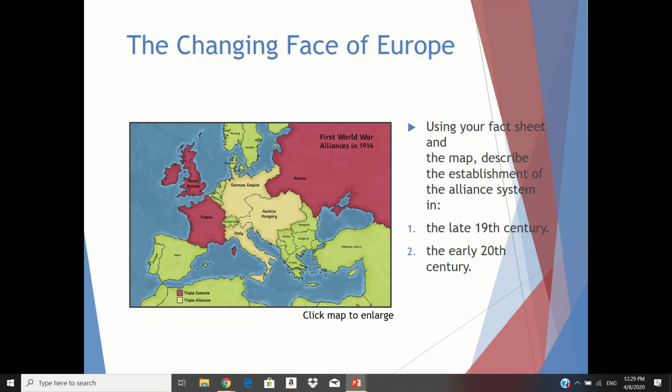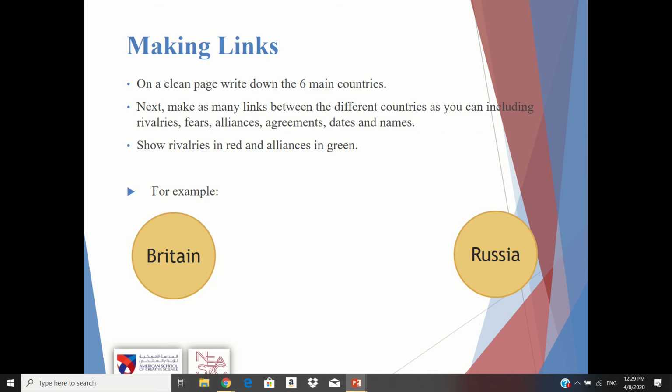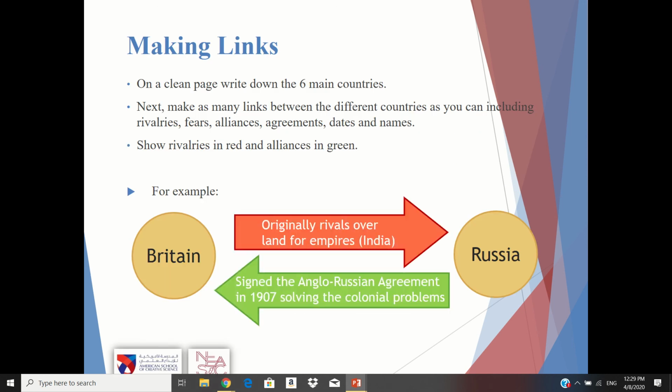The changing face of Europe. Using this is an activity that has to be done in the class. Making links. On a clean page, write down the 6 main countries. Next, make as many links between the different countries as you can, including rivalries, fears, alliances, agreements, dates, and names. Show rivalries in red and alliances in green.